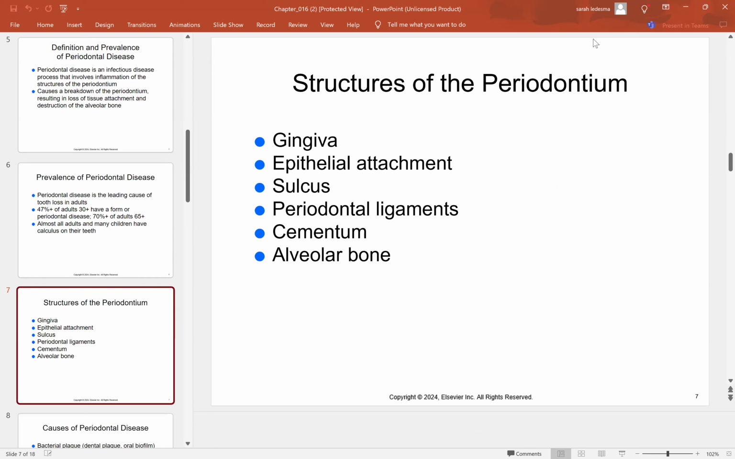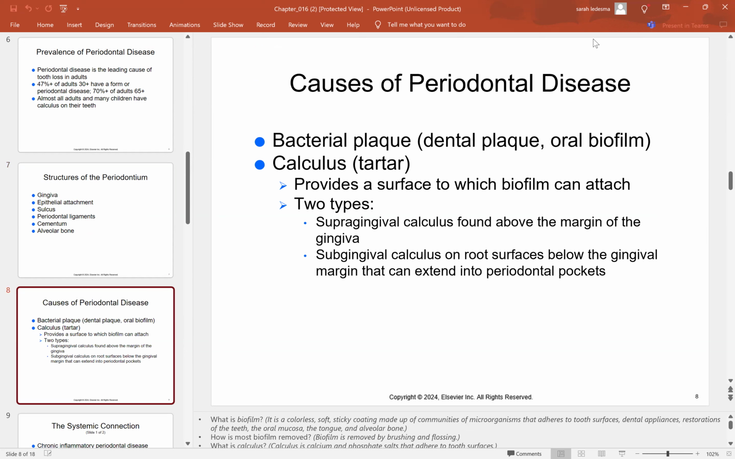Structures of the periodontium include gingiva, epithelial attachment, sulcus, periodontal ligaments, cementum, and alveolar bone. Bacterial plaque, or dental plaque and oral biofilm, calculus, and tartar provide a surface to which biofilm can attach. There are two types: supragingival calculus, found above the margin of the gingiva, and subgingival calculus, which is on the root surfaces below the gingival margin and can extend into periodontal pockets.